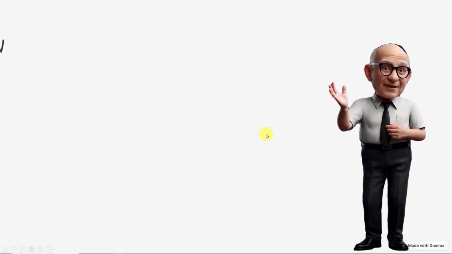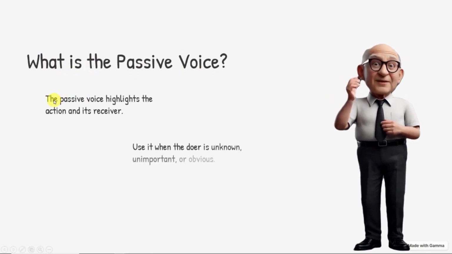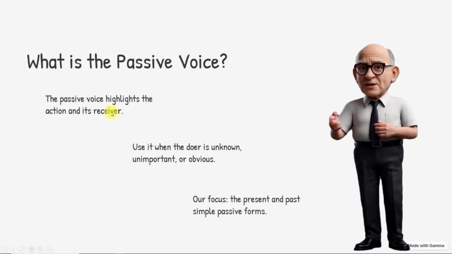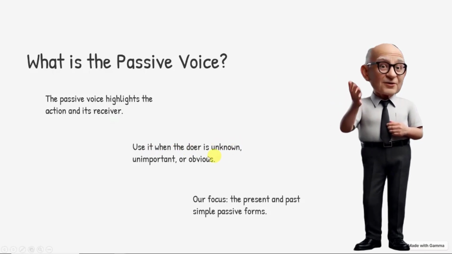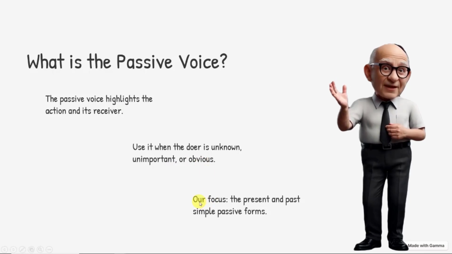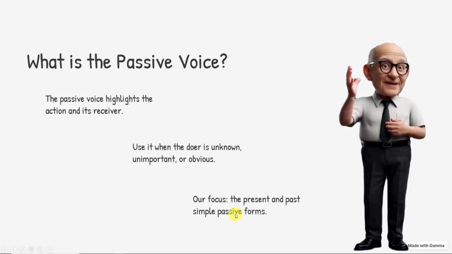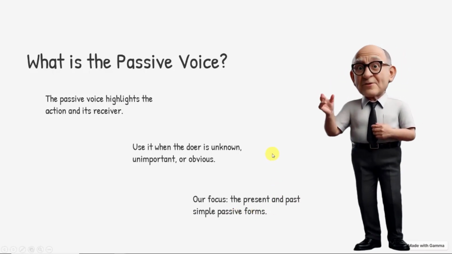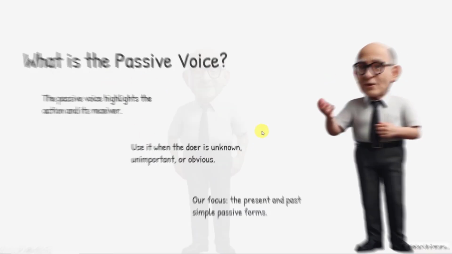Okay, let's have a look at what the passive voice is. The passive voice highlights the action and its receiver. Use it when the doer is unknown, unimportant, or obvious. Our focus: the present and past simple passive forms. As the lesson continues, you'll have a better understanding of what the passive voice is all about.